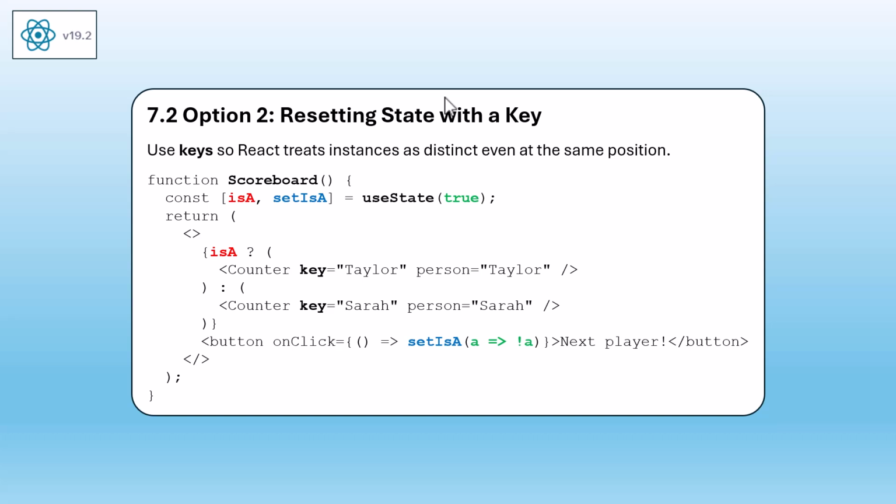By giving each player's counter its own key, say, one for Taylor and another for Sarah, React knows they are not the same component, even if they appear in the same spot in the tree. As a result, each counter maintains its own state identity, and switching between them resets the state rather than preserving it. Keys don't need to be globally unique, they only need to be unique within the same parent.